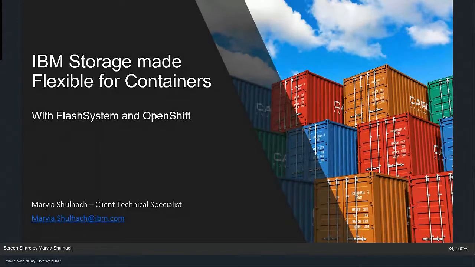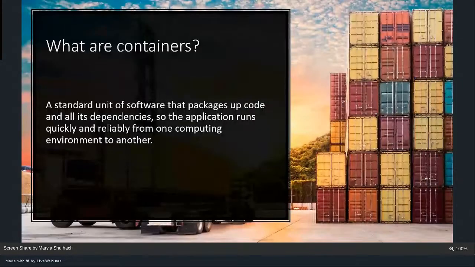So I'm very grateful that I started after Egor because I don't have a lot of introduction into containers, just one slide, and there's this slide. So as Egor already told you, containers are a standard unit of software that has all of the code and all of the dependencies for the application packaged up in one little block. That's why we can run it very quickly and reliably transfer it from one computing environment into another.